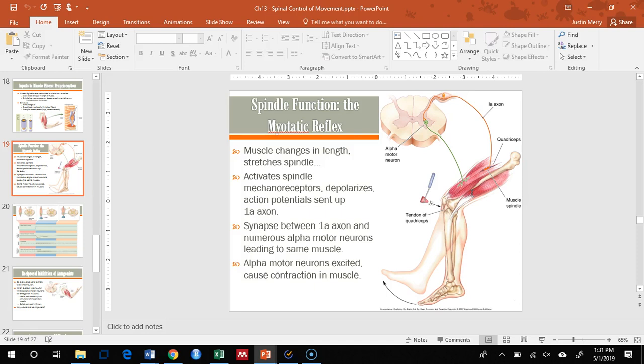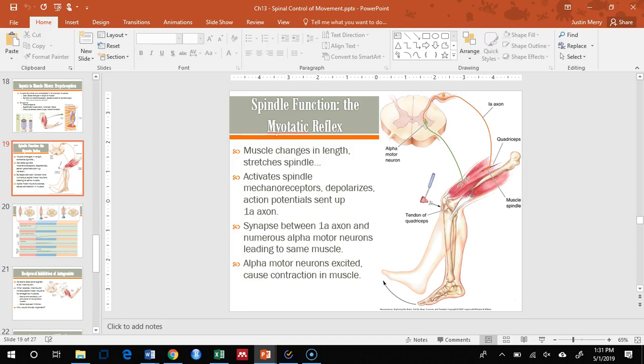So muscle spindles are these little proprioceptors that are embedded in all of our muscles. And here they're showing them in the quadriceps muscles at the front of our thigh that do the leg extension. But we have them in any skeletal muscle that we possess. These guys are in charge of detecting length changes in muscle. So anytime the muscle gets stretched and pulled such that it changes in length, these guys detect that. And when they do, they send a signal up their 1A axon.